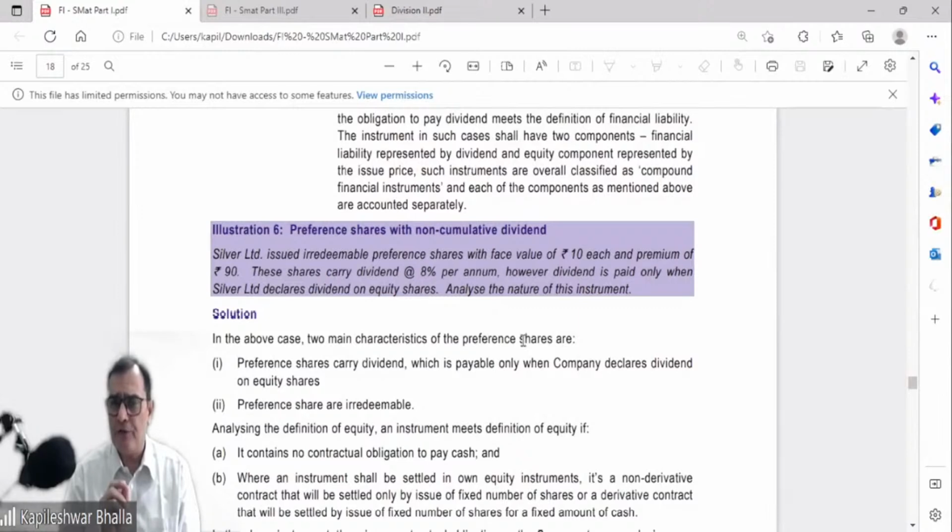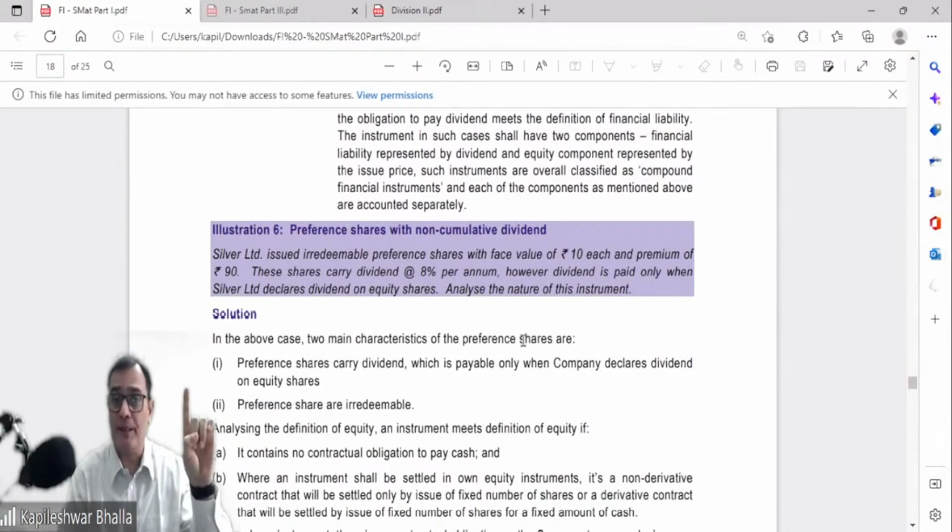Even if you read the heading of that illustration, and if your concepts are working very well, I think you will be able to take a call whether it's a financial liability or equity. But don't worry, we're going to read the facts of the case. Let me read. It says Silver issued irredeemable preference shares. I think I'm very clear that it is irredeemable.